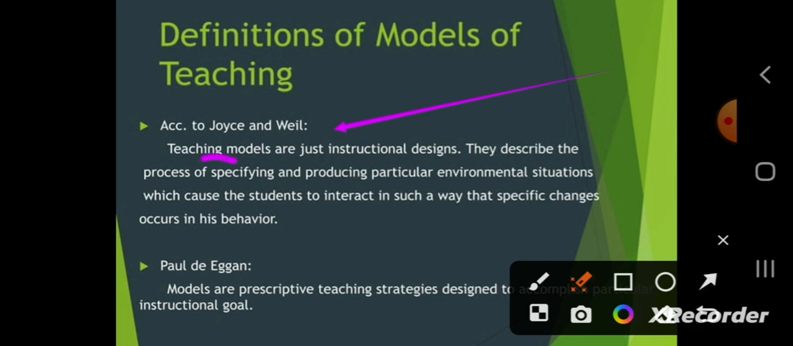Teaching models are just instructional designs. They describe the process of specifying and producing particular environmental situations, which cause the students to interact in such a way that specific changes occur in their behavior.